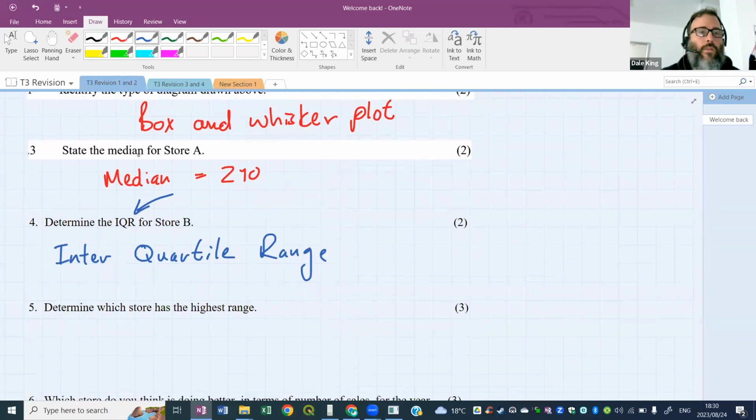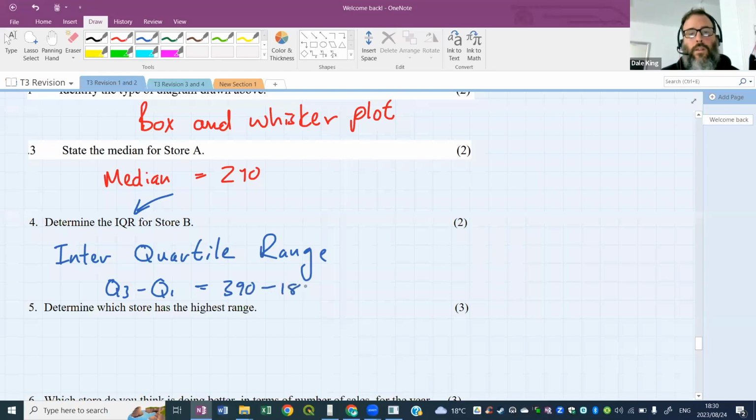All right, I'm going to write the whole formula out. So it's Q3 minus Q1, which is 390 minus 180, which gives us 210. 210. Ben, thank you very much. Easy money. Don't you agree? Come on, easy money, man. Like everyone gets a mark. Everyone's getting marks here.